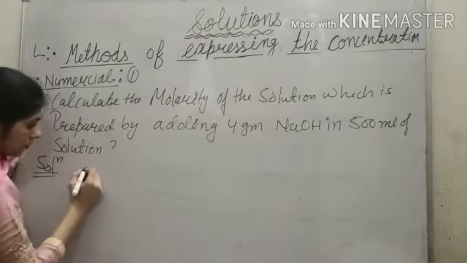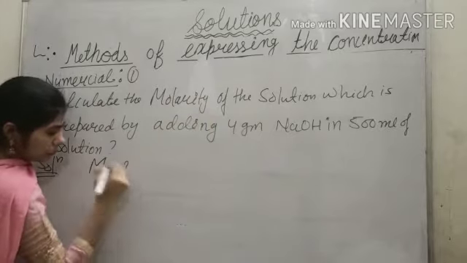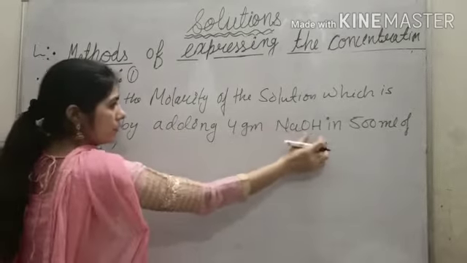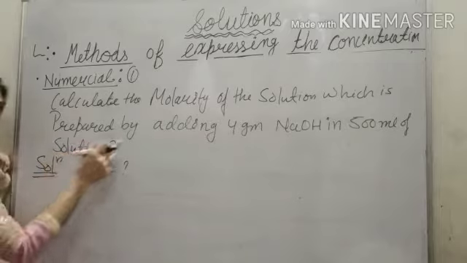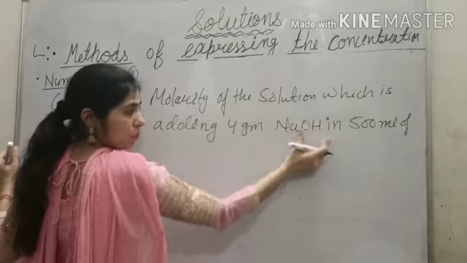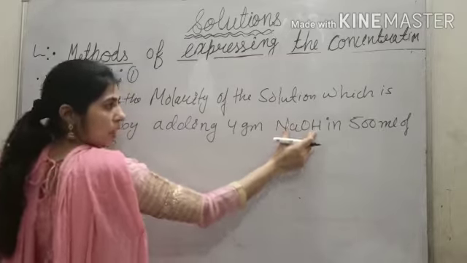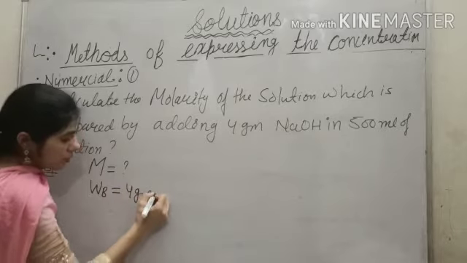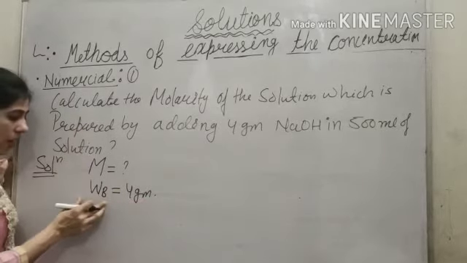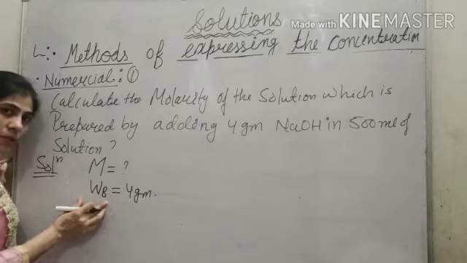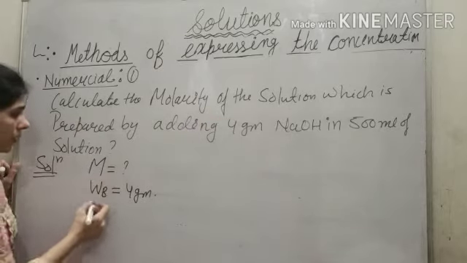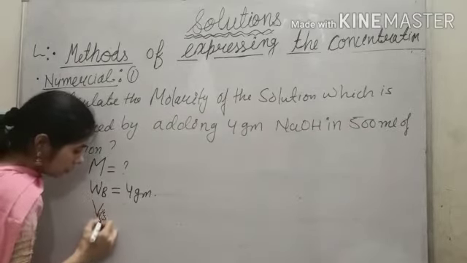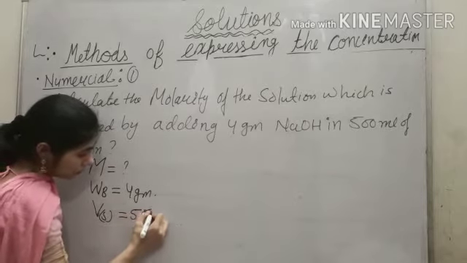Now, what we have to calculate? We have to calculate the molarity. And what is given to us? 4 gram of NaOH is dissolved in 500 ml of the solution. It means NaOH is a solute. So WB, the mass of the solute, is 4 gram as it is given in the statement. Given mass is represented by WB, and it is dissolved in 500 ml of the solution. So the volume of the solution is 500 ml.